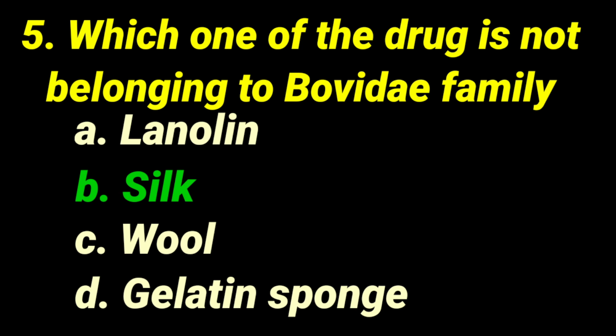The wool fiber, wool fat and gelatin, these three come under the same family and the same biological name. Silk comes under a different biological name and a different family, that is called Bombycidae. So the correct answer is silk, because it does not come under the Bovidae family. These are the 5 important questions discussed in this session.